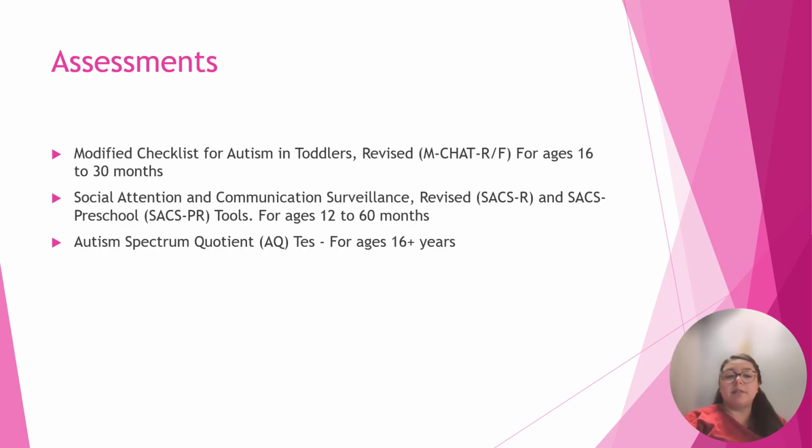So here we have assessments listed. There are 3 right here that I pointed out. The next slide will have more, but this one has different age ranges. So we have ages 16 to 30 months, ages 12 to 60 months, and then ages 16 years and up. So this is going to be screening and saying, do we have a general idea? Are we maybe on the right track? Do we need to refer for maybe more investigation into whether this person has autism? Are they experiencing this? Maybe this can help.